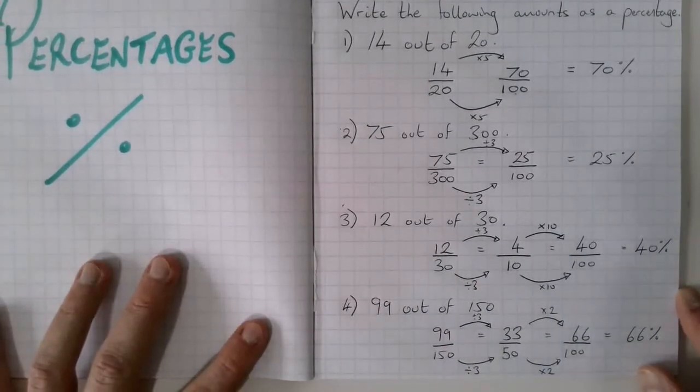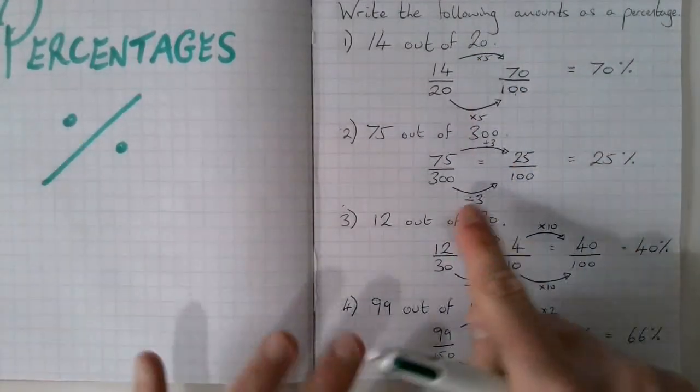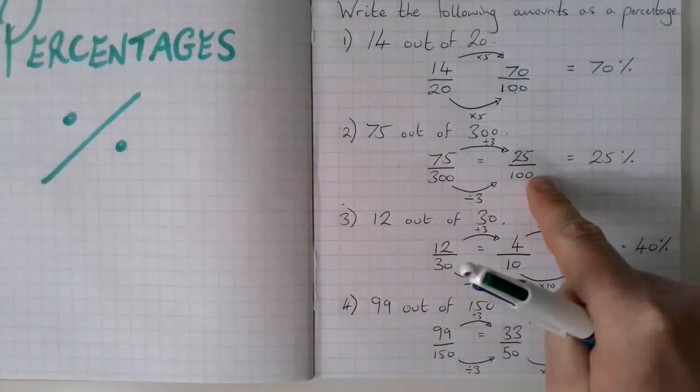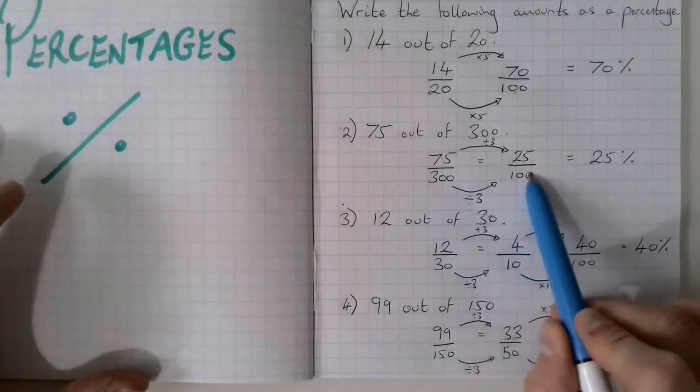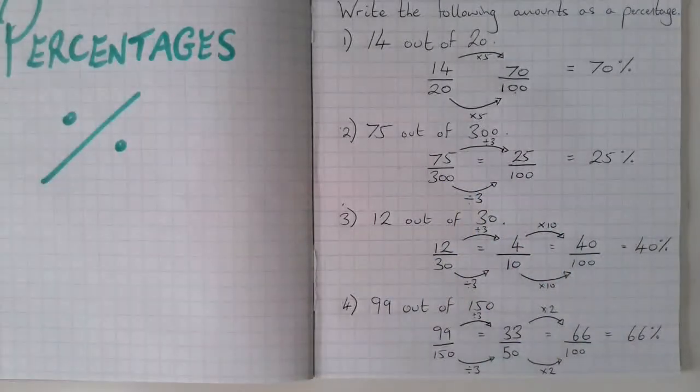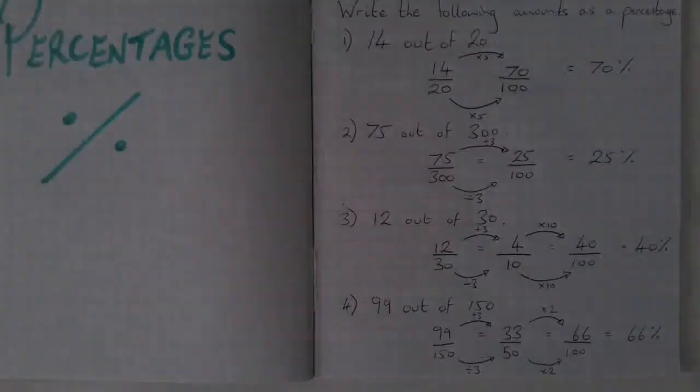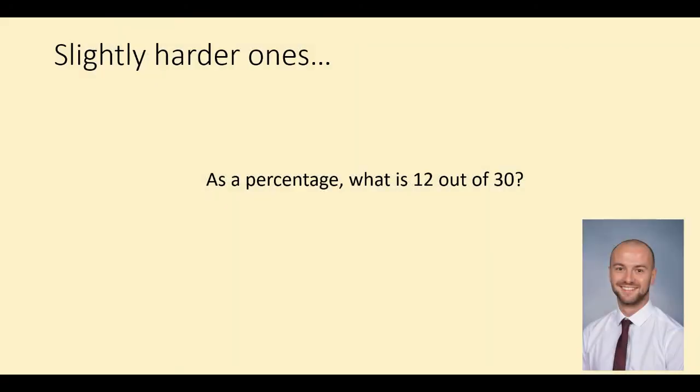Now it's worth pointing out that in all of my steps here, getting from one fraction to another, I've always used times or divide. I can't add or subtract to get from one fraction to another. I always need to multiply or divide. Thank you again, Mr. Thomas.